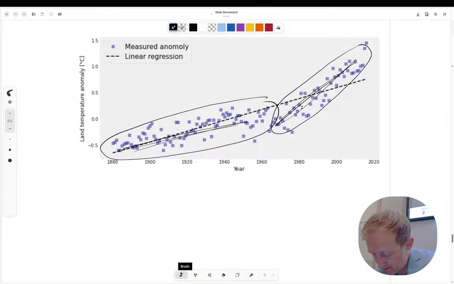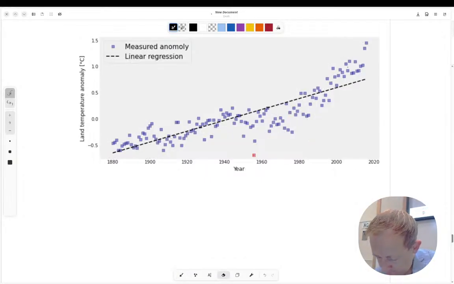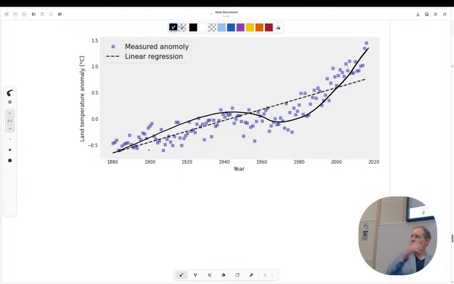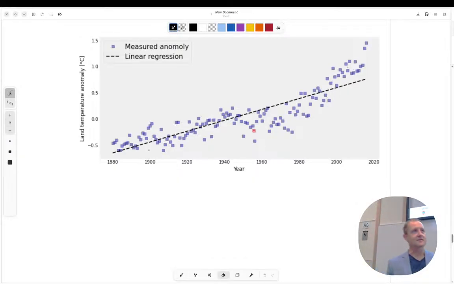Maybe, if you're getting fancy, it's some kind of polynomial equation. But it seems like there's something other than just an average increase every year in whatever this land anomaly is. We didn't even discuss what that means to you.